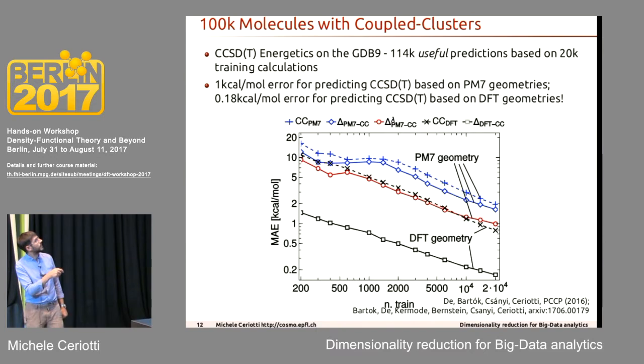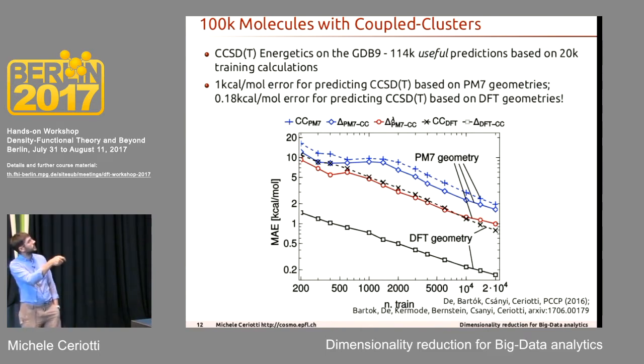And basically, you can see how you can predict directly the coupled cluster energies, getting to an error below a kilocalorie per mole. But actually, if you exploit the fact that you know already the DFT energies, and this is something which is well known, you can actually bring down the error to virtually zero. And what is interesting is that, well, first of all, you can get pretty good predictions even just using the semi-empirical geometries.